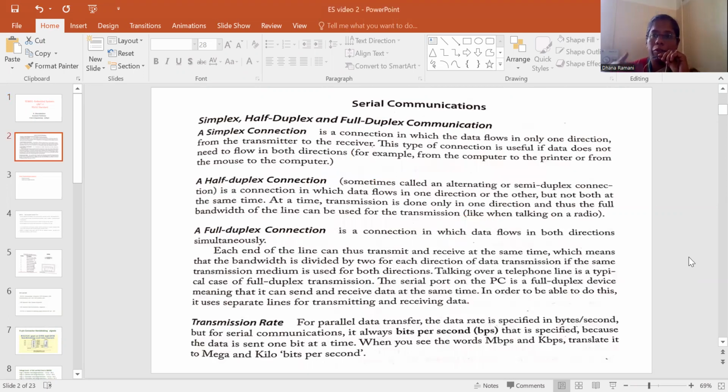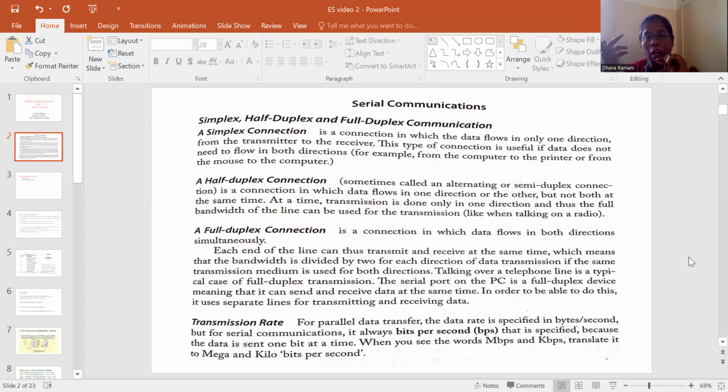Before proceeding with the RS232 standard, let us first recall simplex, half duplex, and full duplex. When we go for a connection, we have a simplex connection, half duplex, and full duplex. Simplex is a one-way communication. It can communicate in only one direction. For example, a printer connected to a PC, or a mouse or a keyboard, where the data flows in only one direction.